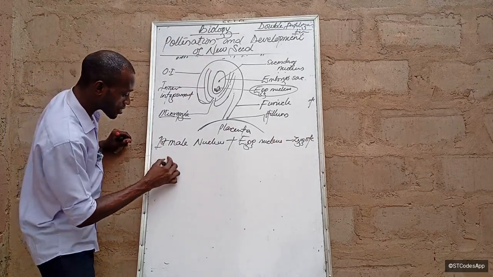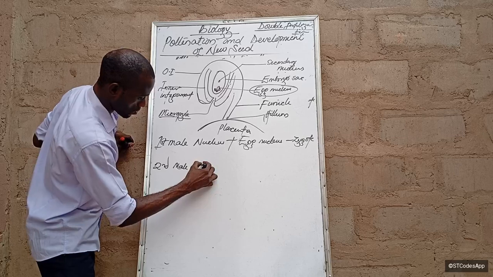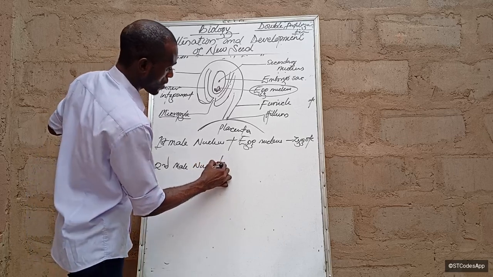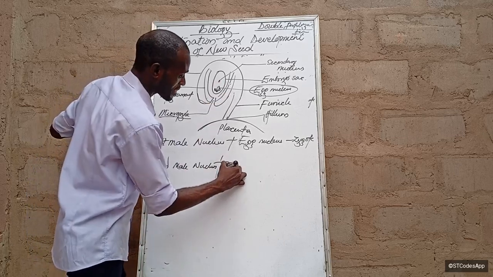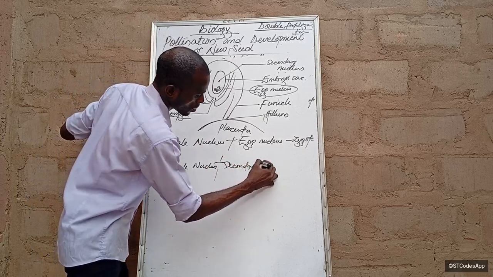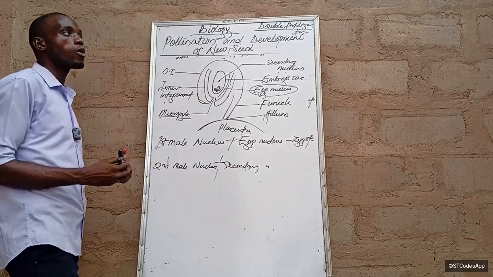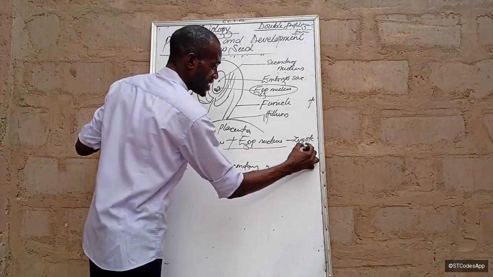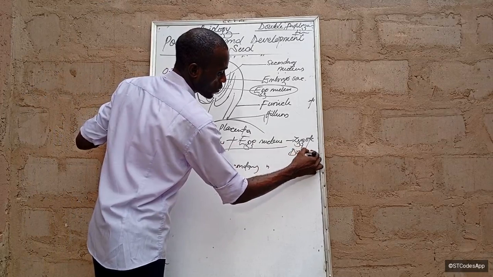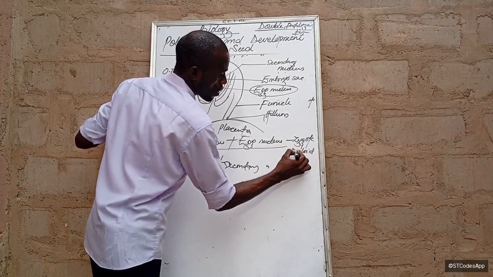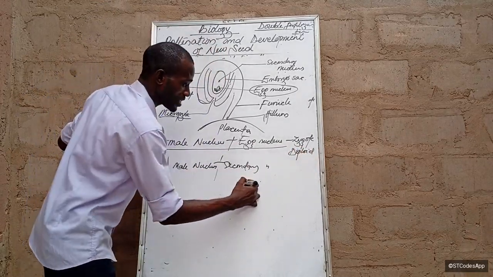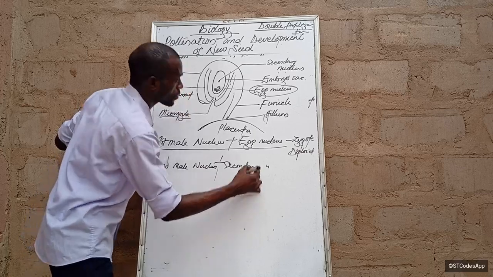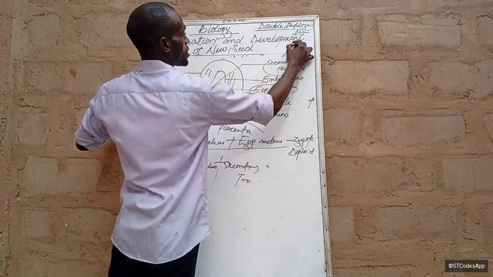Then the second male nucleus will fertilize the secondary nucleus, and that's why it's called double fertilization. This one will form a diploid zygote, while this one will develop into a triploid zygote, because this guy is diploid.